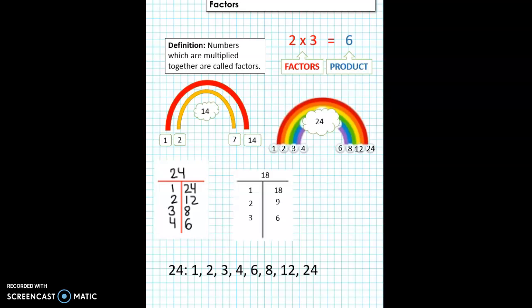You can also simply list out your factors. The only trick with this is to make sure you don't miss any of your pairs.